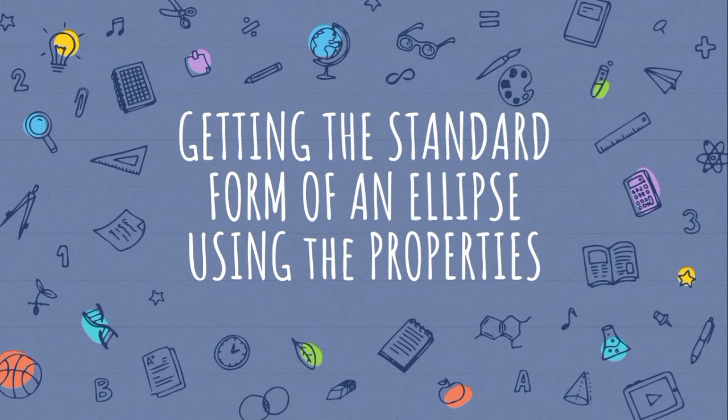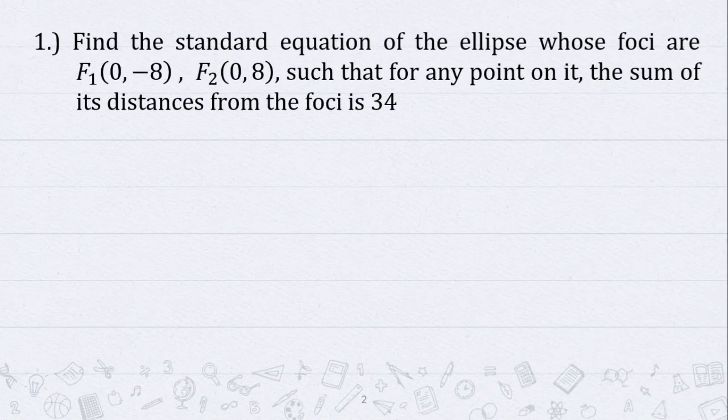In this video, we will be getting the standard form of an ellipse using its properties. Number 1. Find the standard equation of the ellipse whose foci are (0, -8) and (0, 8), such that for any point on it, the sum of its distances from the foci is 34.